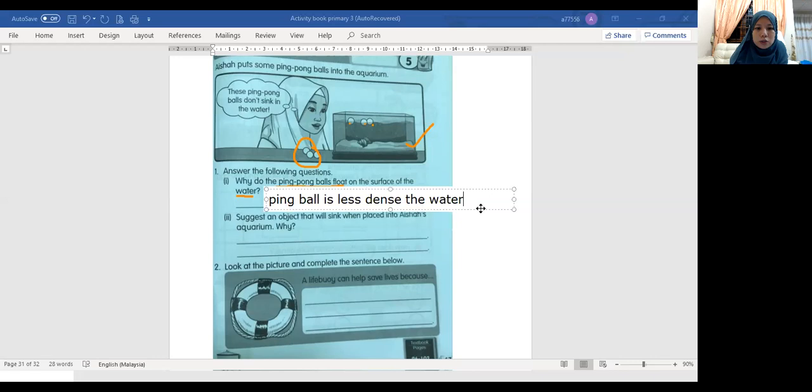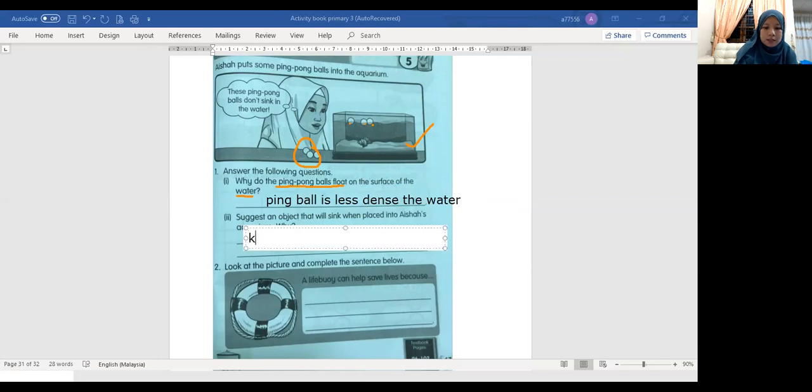Okay, now question number 2. Suggest an object that will sink when placed into Aisyah's aquarium. So you have to suggest any object which sinks in the aquarium. Okay, think, what object is that? Let's say teacher puts a key. The key sinks in the water because it is more dense than water. Okay, that is the answer.